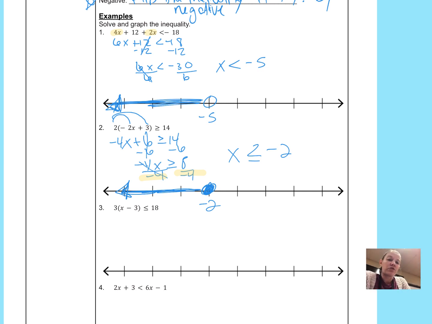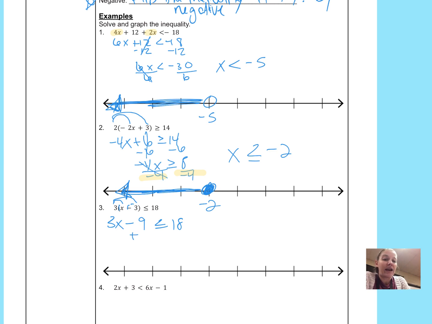Number 3, we've got another distributive property. 3 times x is 3x, because there's really a 1 in front of that x. So we're doing 3 times 1 is 3. And then this is a negative 3, or I can do adding the opposite if that helps. So I'm taking 3 times a negative 3, which is a negative 9, or I can also write plus negative 9. That works also. It is less than or equal to 18.